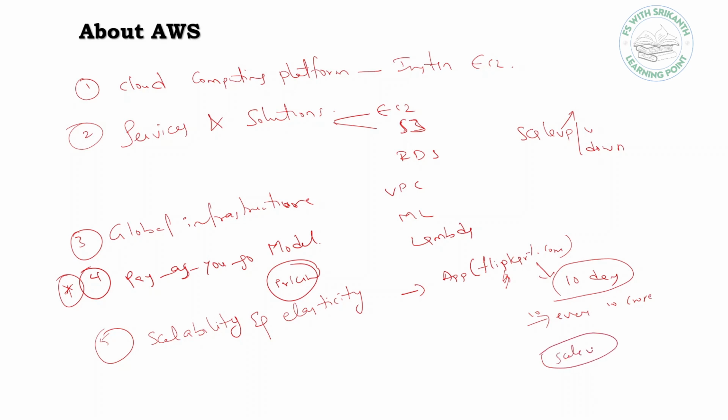In that situation, they can scale up and increase their infrastructure. After 10 days, definitely the visits every hour will go down from 10 crore to 1 crore, or lakhs. In that situation, they can scale down. The infrastructure increases and decreases based on demand and supply. So scale up and scale down is possible.